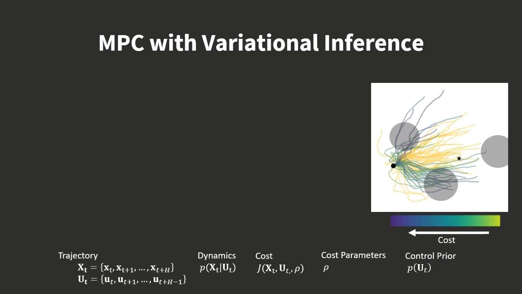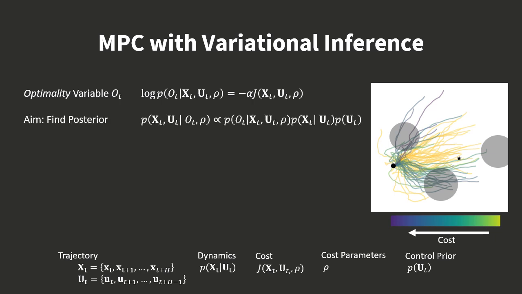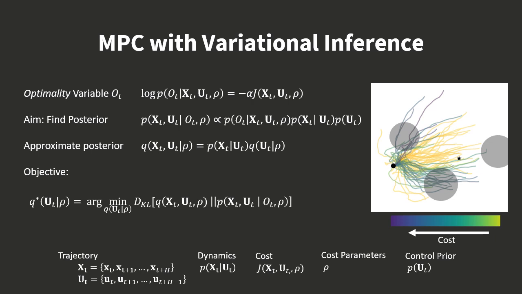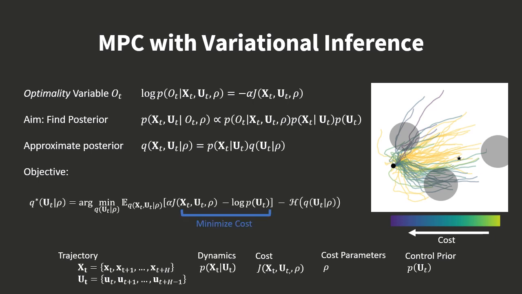We formalize this as Bayesian MPC, first introducing optimality variable O. The goal is then to find a posterior distribution over low-cost control sequences. We use variational inference to approximate this posterior, minimizing the KL divergence between our approximation and the true distribution. This results in the following objective, where we minimize the cost of samples while also maximizing the entropy.